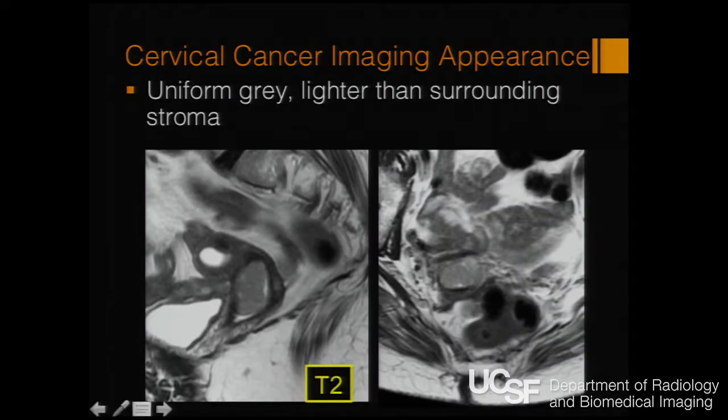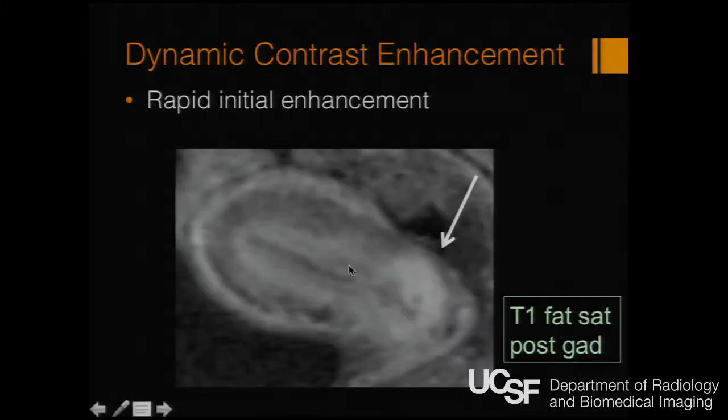So in the imaging appearance, once again, it's this heterogeneous mass that's arising from the cervix. Very similar in appearance by itself to endometrial cancer, but in this case we have the dark stroma to contrast with it as opposed to this sort of intermediate muscle. There is described, and sometimes we see, this early enhancement of cervical masses. I have to say we do dynamic contrast enhancement in our cervical masses, and many times it either misses it or doesn't display this early enhancement.